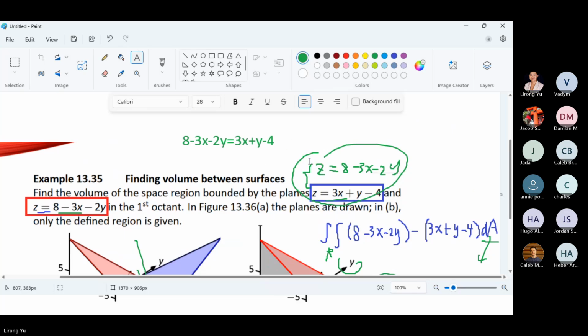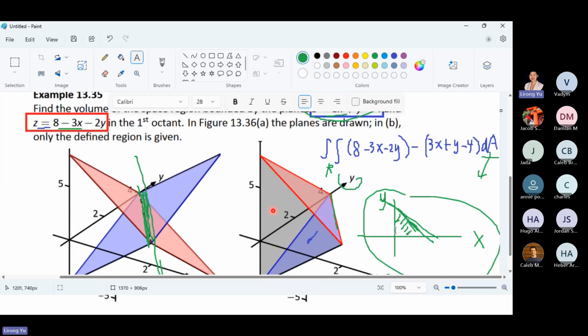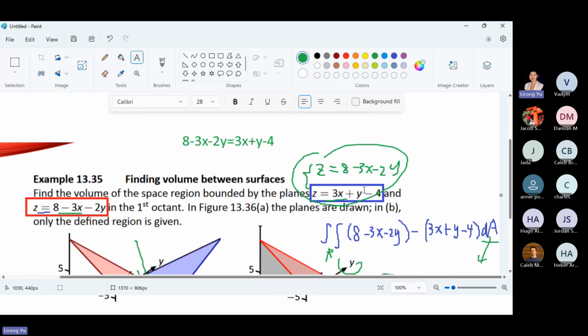So we just filter out the z value relation from the intersection line. Now we move all this to one side of the equation to identify the relation. I guess we move all the negative terms to the right side of the equation. You have 8 equal to 3x plus 3x is 6x, y plus 2y is 3y, and then there's still minus 4.